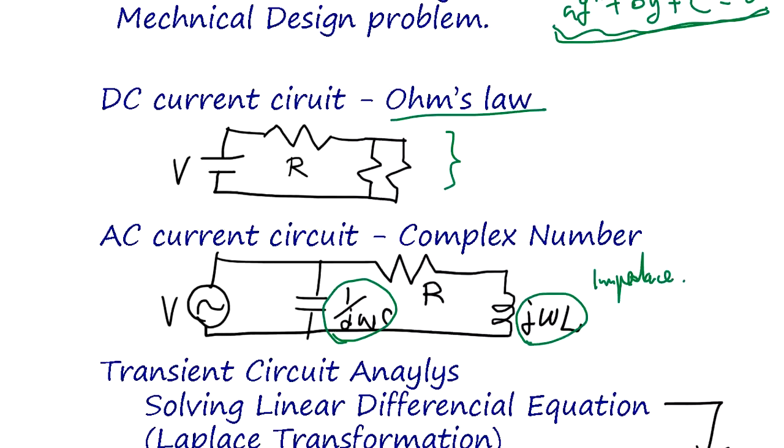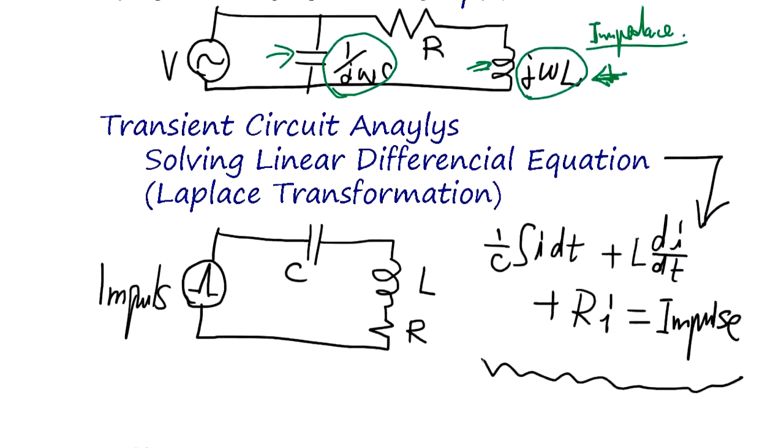And complex numbers are going to solve this easily using algebra, because all the characteristics of the inductance and the capacitance are translated into the phase of the signal. Now, transient circuit analysis. When it comes to the transient analysis, there's no way.